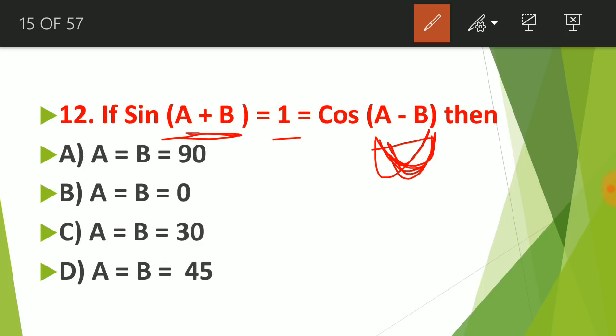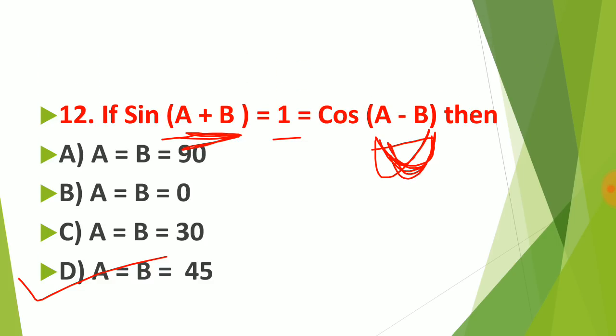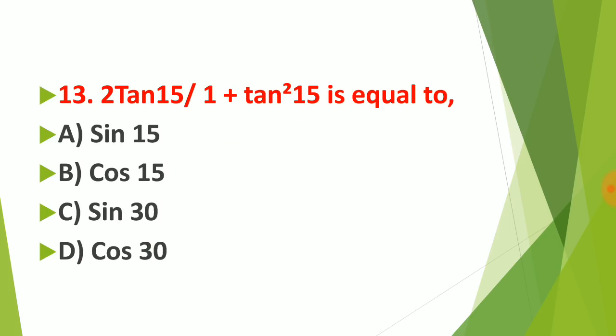But here the sum of A and B must be 90 degree, because sine (A plus B), sine 90 is equal to 1. That is in option choice D. If we add 45 and 45, it will give 90, and if we subtract 45 and 45, it will give 0. Now let us move to question number 13.